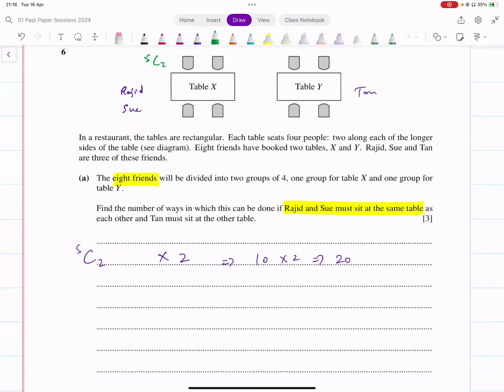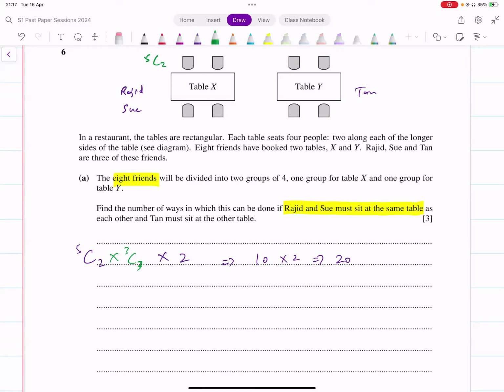That's 5C2. Why are we not selecting the people for Tan's table? Well, once you've selected 2 out of those 5 people, how many people are we left with? 3 people. All of those 3 people are just going to go to this table. There's nothing that you need to do for that. Even if you were to write something for that, you would say that's 3C3. Select 3 out of 3 people. That's just 1. So it doesn't make any difference whether you write that there or not.